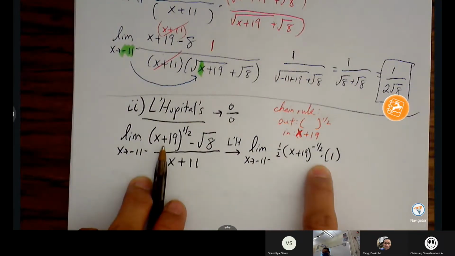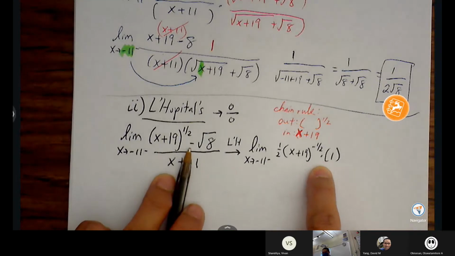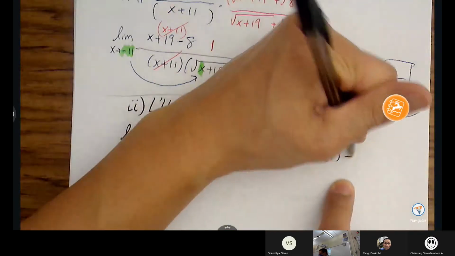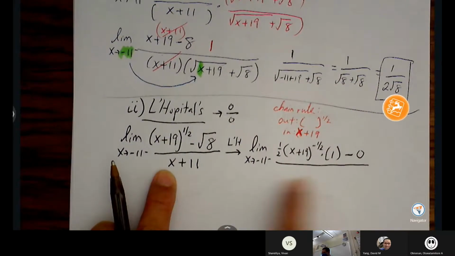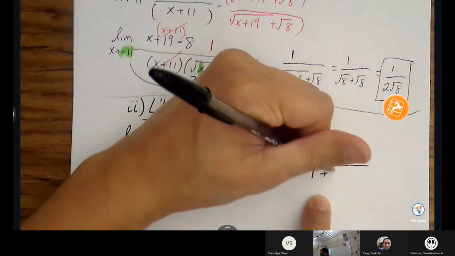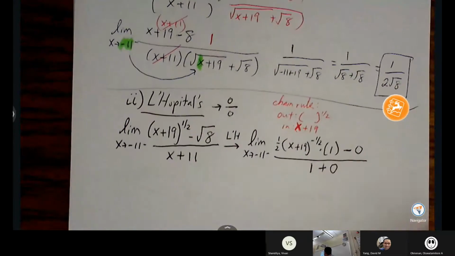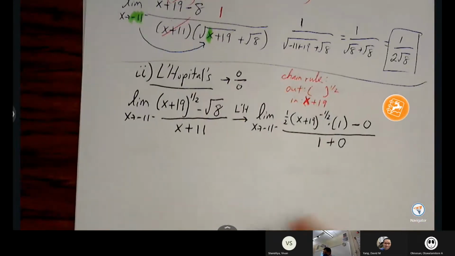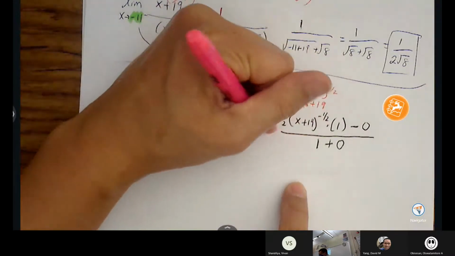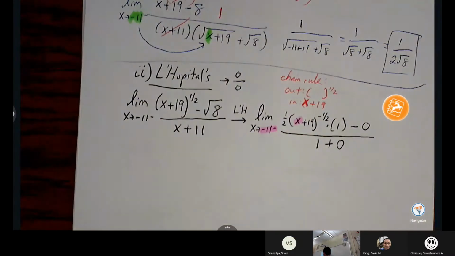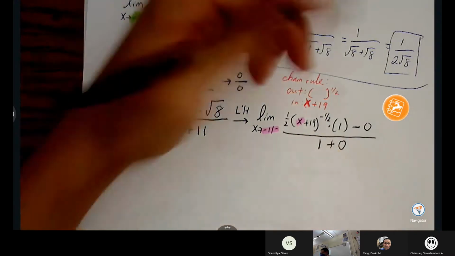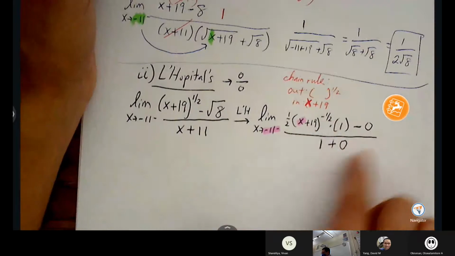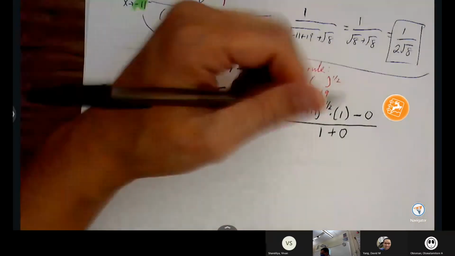This is the result of my derivative of this first term, minus root 8 goes away to 0. And then we also find the derivative of the denominator. X becomes 1, 11 becomes 0. So really, when we do our substitution here, we're just going to be taking care of that numerator. There's nothing left in the denominator, just a 1. So let's see what happens when we reevaluate after taking the derivative, applying L'Hopital's rule here.